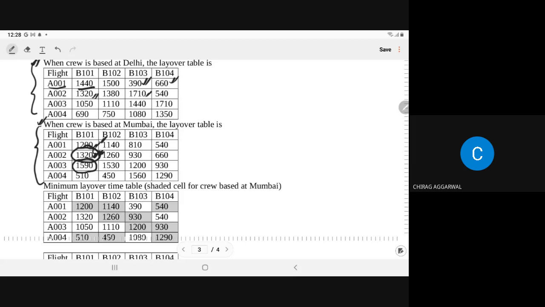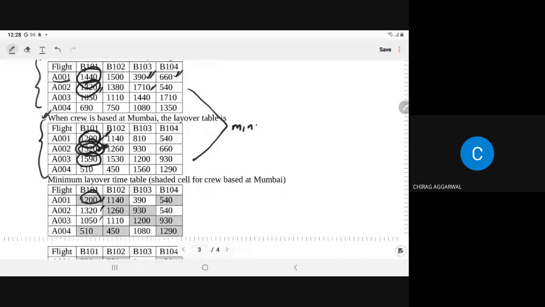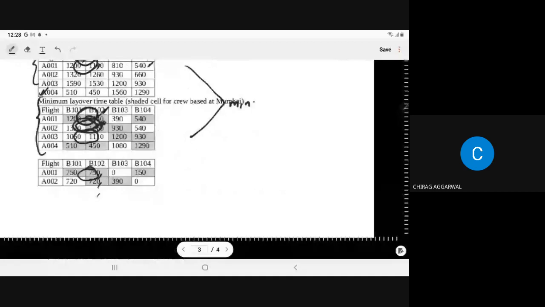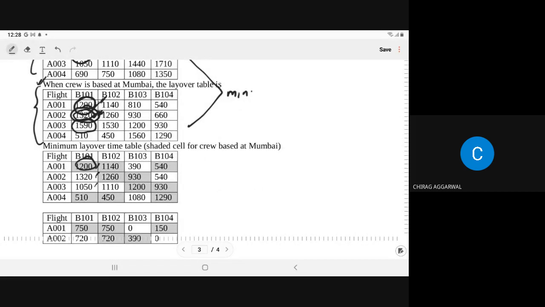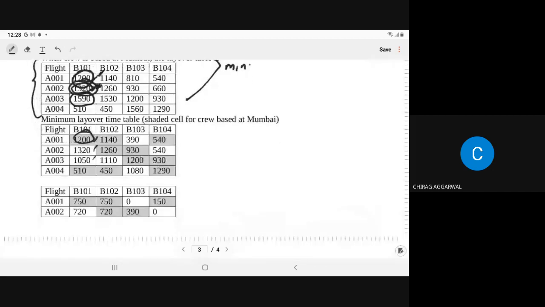Now, from this table, if you combine these two, we take the minimum layover time. So minimum of this and this, which is 12 hours. Minimum of this and this is 1320. So we have to write all the minimums cell wise. Then, clear? So we have written the minimum cell wise here.